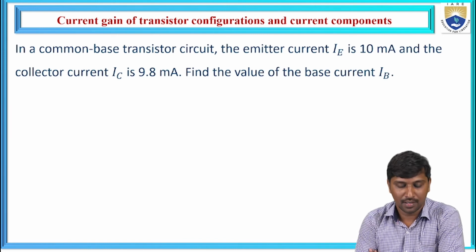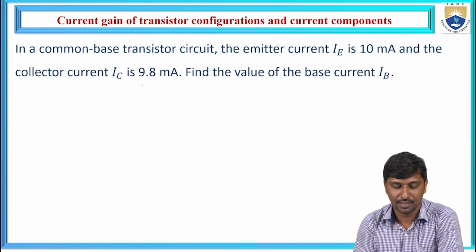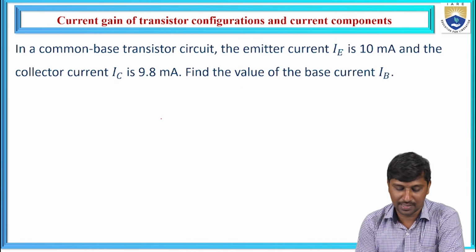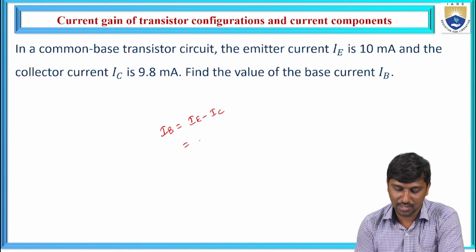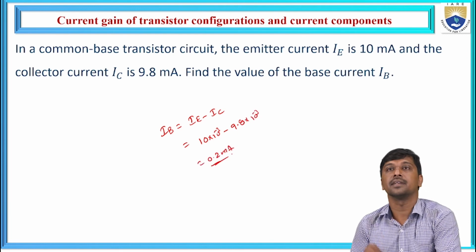Now, in a common base transistor circuit, the emitter current is 10 milliamperes and the collector current is 9.8 milliamperes. Now find the value of base current. So simply, the base current is the difference between emitter current and the collector current. So IE is 10 milliamperes and IC is 9.8 milliamperes, that is equal to 0.2 milliamperes.